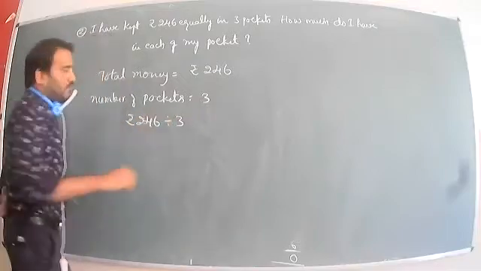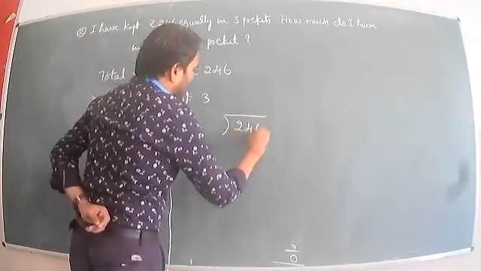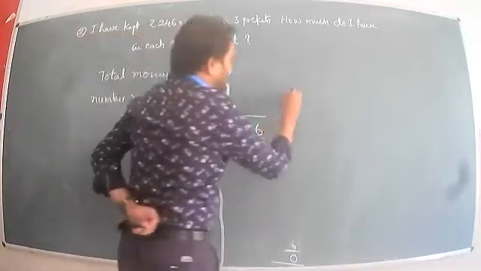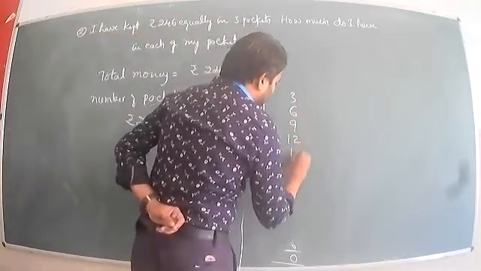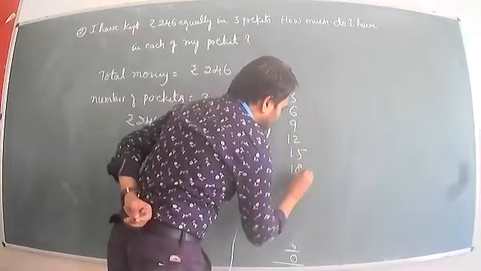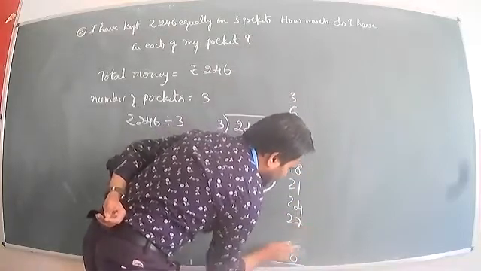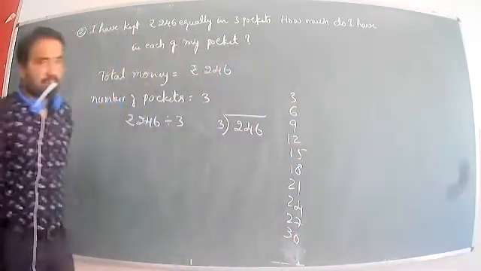We can use the long division method. 246, divisor is 3. We should write the tables of 3. 3 1 is 3, 3 2 is 6, 3 3 is 9, 3 4 is 12, 3 5 is 15, 3 6 is 18, 3 7 is 21, 3 8 is 24, 3 9 is 27, 3 10 is 30.